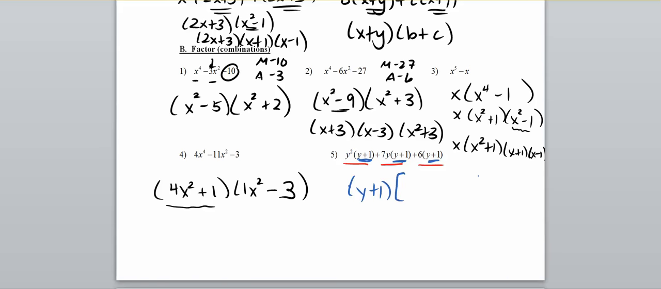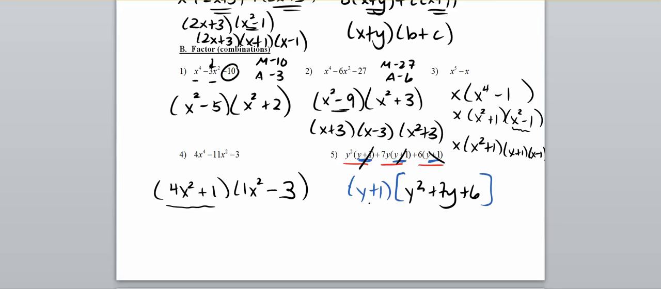and what I mean when I pull it out is I have 3 terms. So if I go back and look at this and I say, okay, I'm pulling out y plus 1 from the first term, this would go away and I'd be left with y squared. If I go to my second term and pull out the y plus 1 from that term, I'd be left with 7y. And if I pull out the y plus 1 with the last term, I'm left with positive 6.